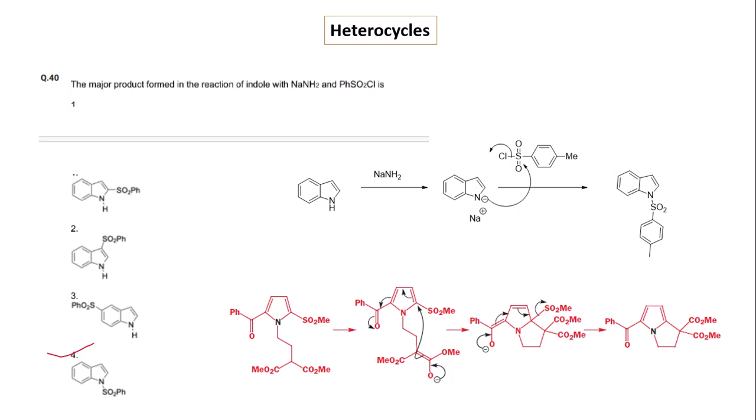This problem is related to heterocycles, where the major product is formed in the reaction of indole with sodium amide and phenylsulfonyl chloride. Here the sodium amide can deprotonate the nitrogen atom, and the driving force of the deprotonation is the gain of aromaticity. This negative charge on the nitrogen atom is associated with the sodium ion, and it mainly attacks the sulfonyl chloride to give the N-sulfonyl derivative. These N-sulfonyl derivatives are used for the protection of the nitrogen atom of the indole system.